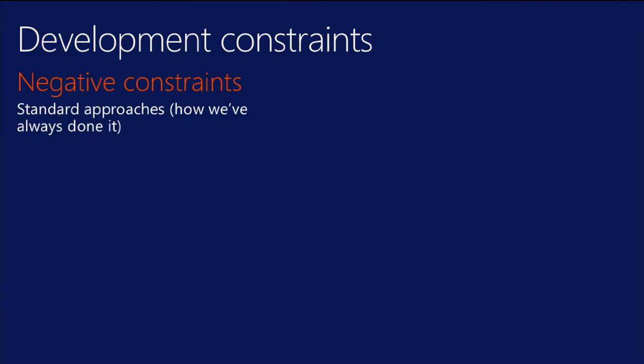I think about constraints of two types. There are negative constraints and positive constraints. And as usual, it's most interesting to talk about the negative stuff, so let's start by doing that. When I thought about which negative constraints we have when we were doing software development, I thought about standard approaches. We have a problem. We're going to create some software to address a specific problem. Let's use standard approaches. Let's use the same solutions as we always do, how we've always done it. I think this is a negative constraint because I don't think that is a good approach.